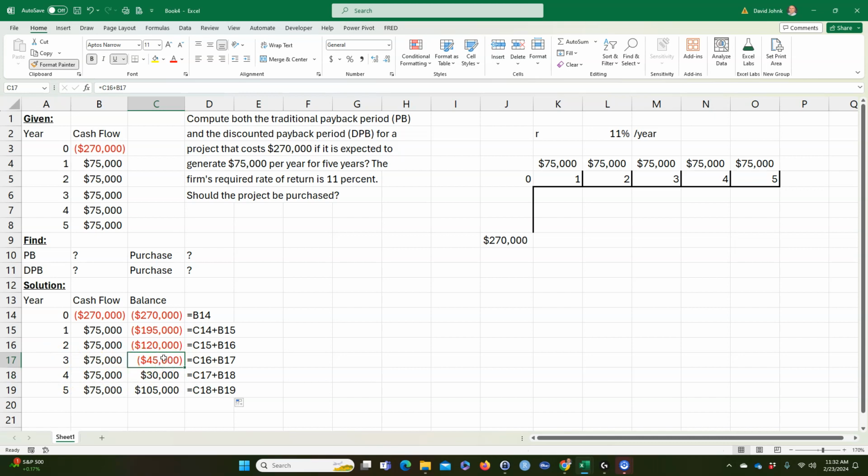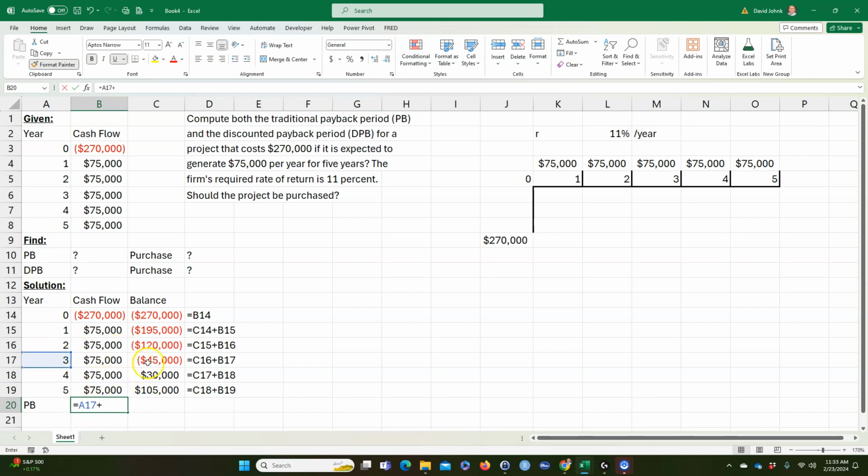Well, the fraction is 45,000 over 75,000. I still haven't paid back 45,000, and in year 4, I'm going to get an additional 75,000. So the way I would calculate that is very simple. It'd just be equal to, well, my last negative year is this one right here.